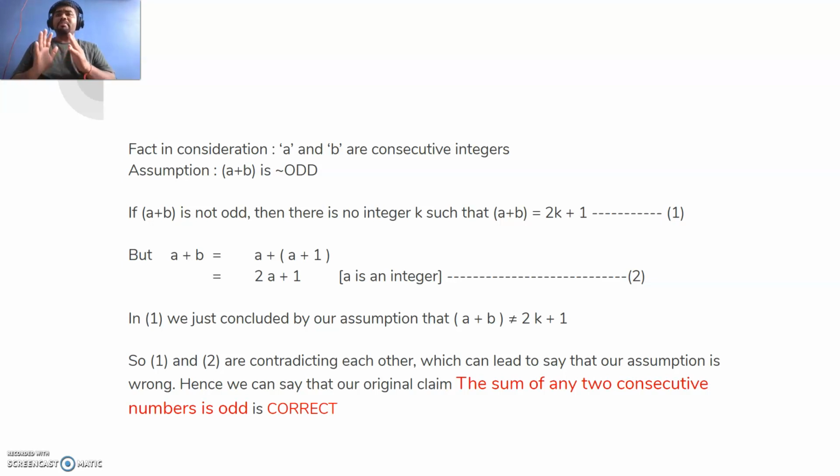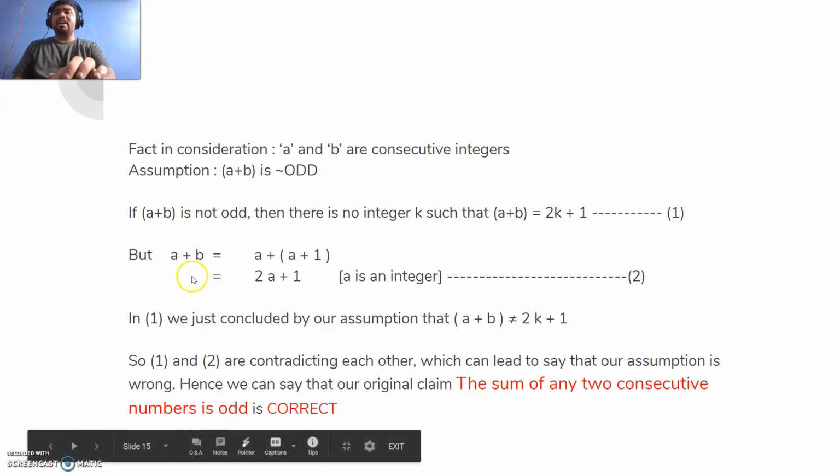Now, if a plus b is not an odd integer, you need to understand that there could be no integer k such that a plus b equals 2k plus 1. Because for a number to be odd, it has to satisfy the formula 2k plus 1. So if a plus b is not odd, there's going to be no k which is going to satisfy the odd formula, which is 2k plus 1. But just look at the next step.